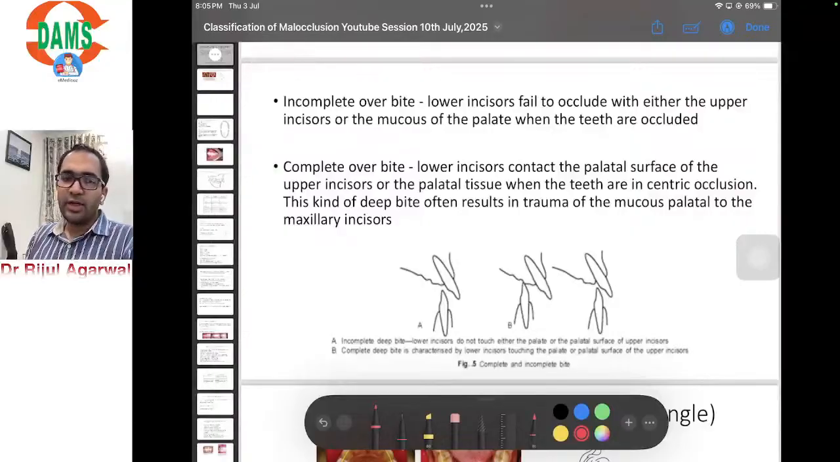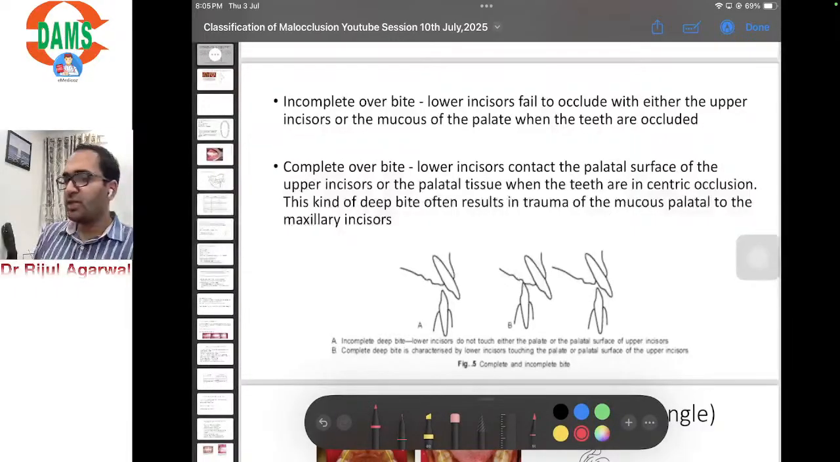Okay, so what is incomplete and complete overbite? Incomplete overbite is the one in which the lower incisors fail to occlude with either the upper incisors or the mucosa of the palate when the teeth are in centric occlusion position, that is in maximum intercuspation. And complete overbite is when they contact the palatal surface or the tissue of the upper palate in the centric occlusion.